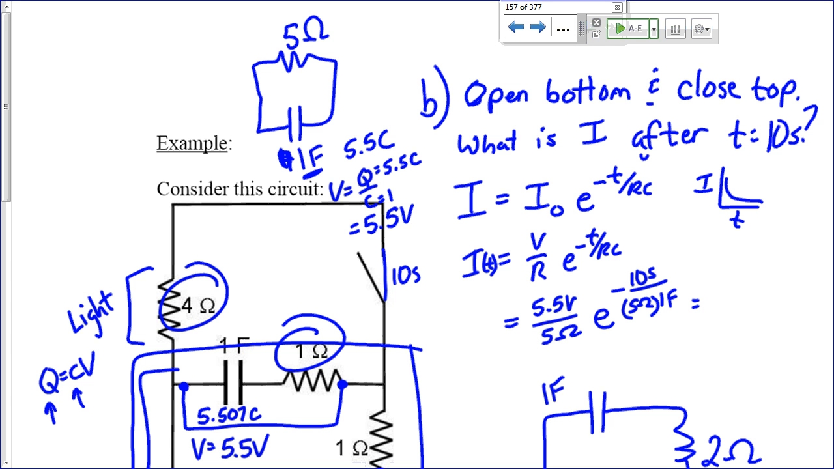What'd you get? 0.149. Okay, R is caught 0.15. That's what I got too.